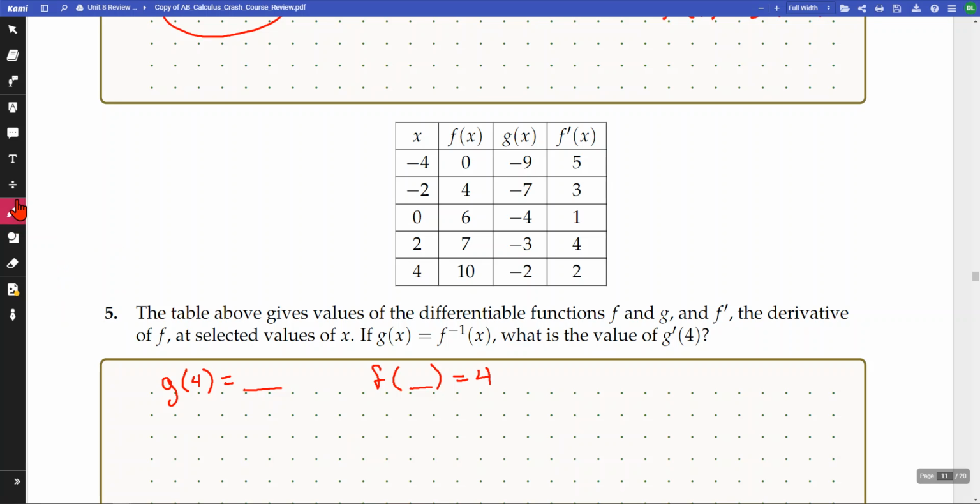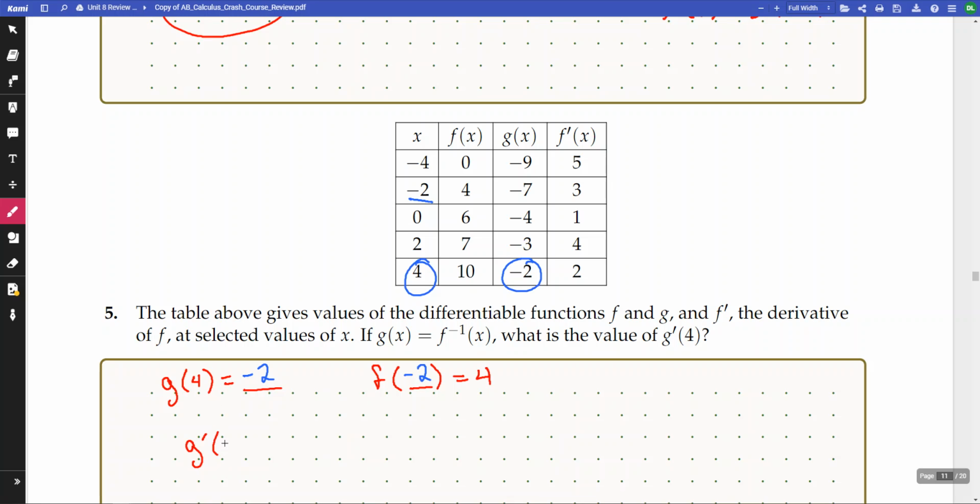Okay. So let us go through and check that this matches. At 4, we have that g of x is -2. So g of 4 is -2. And if we make our check, that means f of -2 is equal to 4. That's good. If that doesn't match, if we don't have that relationship, then these are not inverses. But we do. So what does that mean for us?